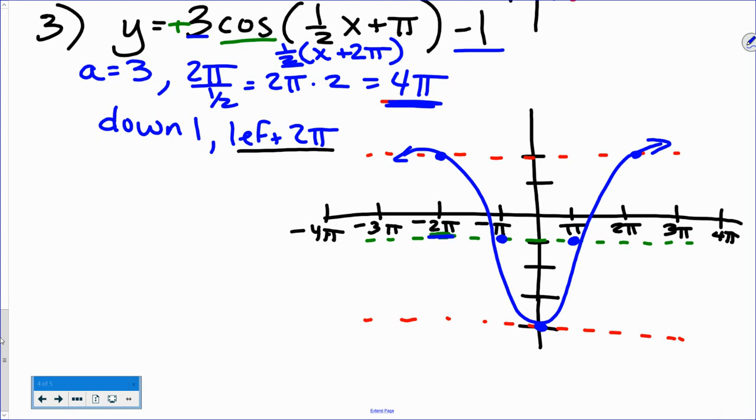So if I travel from negative 2 pi to 2 pi, that's a distance of 4 pi, right? 2 pi from negative 2 pi to 0, and then from 0 to 2 pi would be another 2 pi. Okay, you can obviously keep going with more points, but you could at least get enough to match your graph from there. All right, good luck.